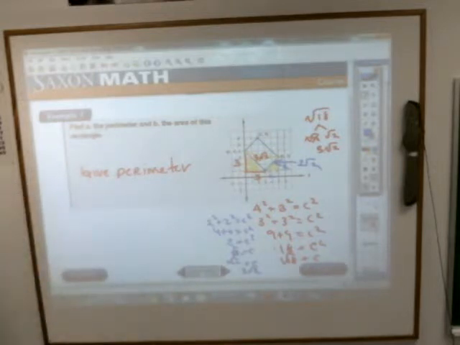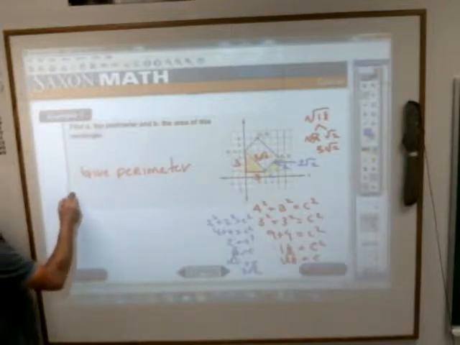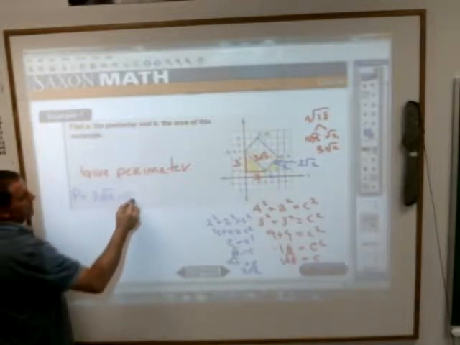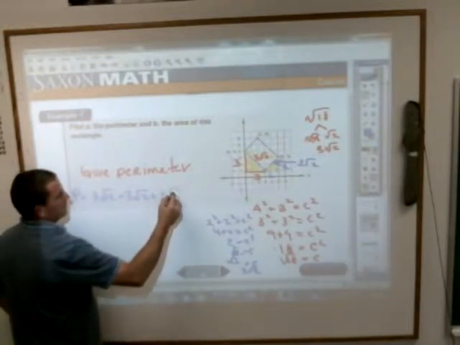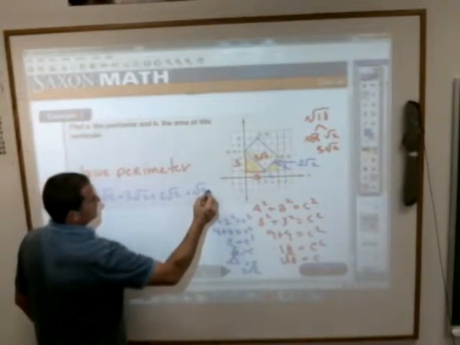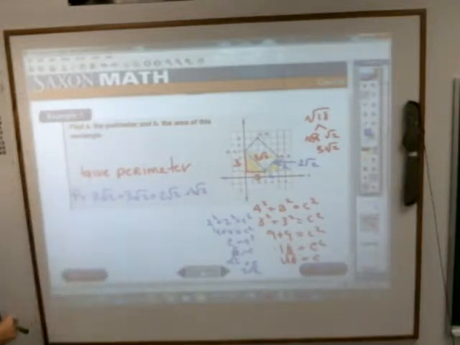Now, given those two measurements, I can find both the perimeter and the area. How do you find perimeter? Add up all the sides. So I got 3 times the square root of 2 plus 3 times the square root of 2 plus 2 times the square root of 2, plus 2 times the square root of 2. Can I add those together, ladies and gentlemen? Yes or no, Emma? Can I simplify that? I think so. She thinks so. What can you do? Put the square roots together. Am I going to get the square root of 8 then?